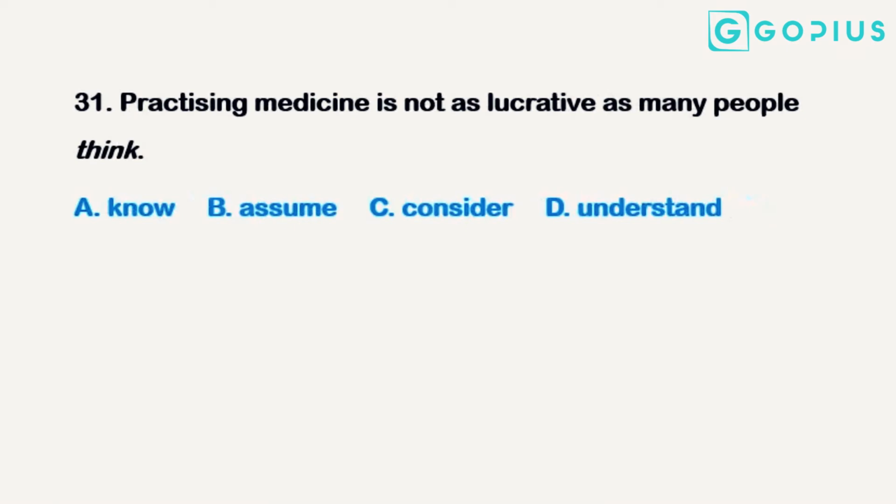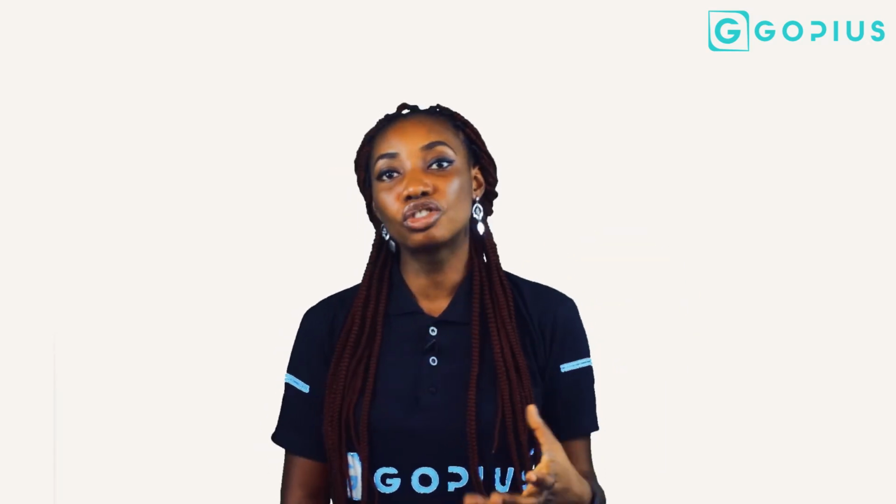The next question is: practicing medicine is not as lucrative as many people think. What does it mean to say as many people think? The options are A, no, B, assume, C, consider, or D, understand. The answer for that question is assume. It is not as lucrative as people assume or think, because it is just an assumption. It is not the main thing.